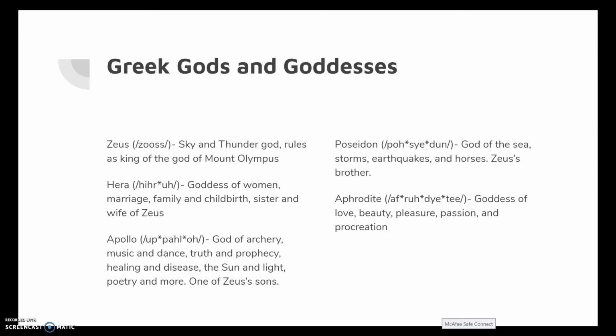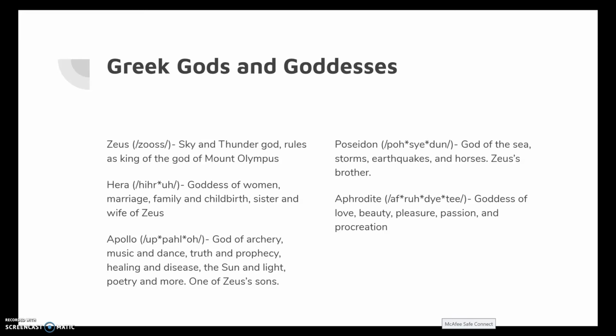Apollo was the god of archery, music and dance, truth and prophecy, healing and disease, the sun and light, poetry, and more. He was kind of god of like everything. And he was one of Zeus's sons. Poseidon was the god of the sea, and storms and earthquakes and horses, and he is Zeus's brother. And Aphrodite was the goddess of love, beauty, pleasure, passion, and procreation.